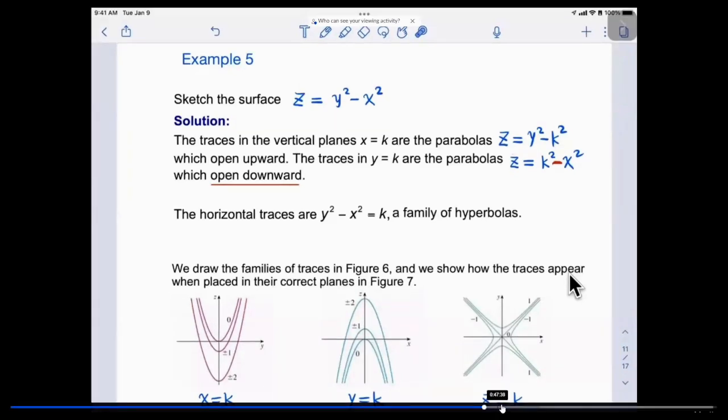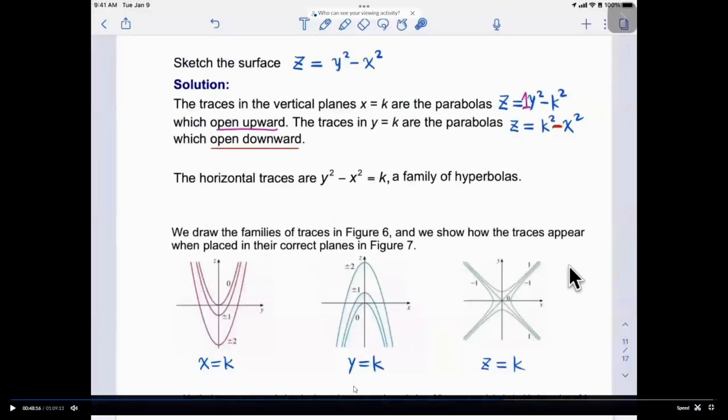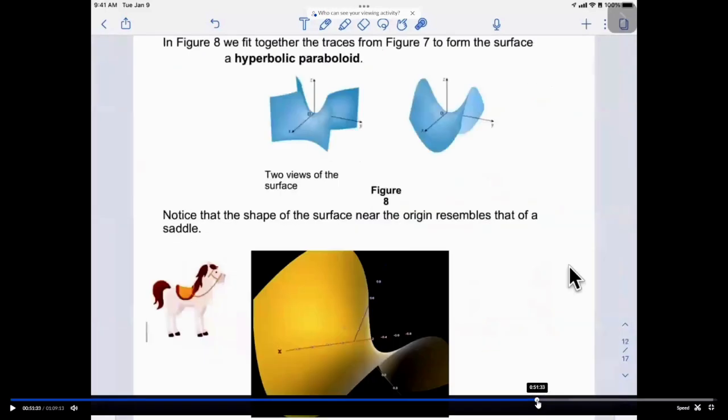Now putting all this together. If you set d equal to k, you get hyperbolas. Set x equal to k, you get a parabola. And y equal to k, you also get a parabola but open down. d equal to k, you get a hyperbola. Put all this together and you get the surface, and that's the surface over here. It's called a hyperbolic paraboloid.